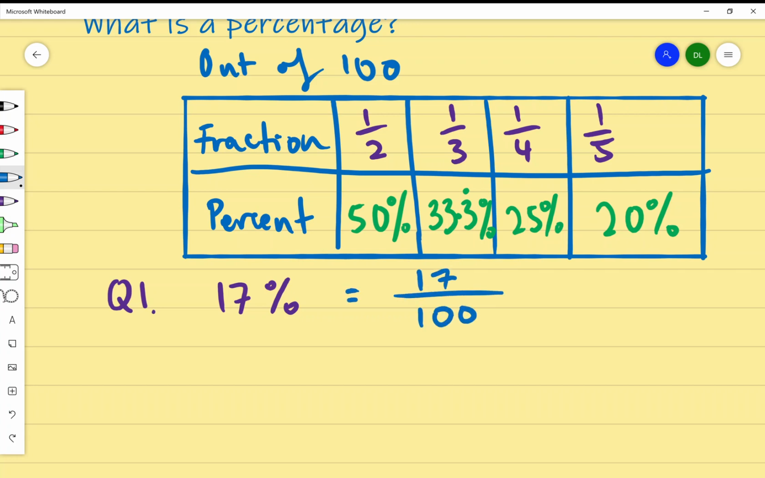That's it. Now, what we would normally do from here is simplify. Can I simplify this? No. Why not? Henry.